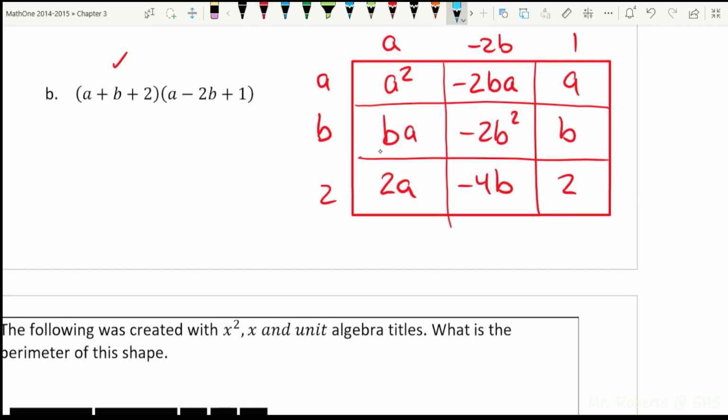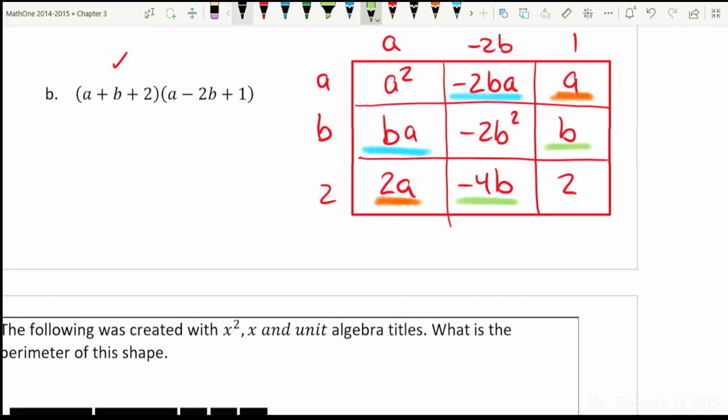So this one right here, these are both BA, and then I've got negative 2BA. So those can be combined with each other. Other things that can be combined, I've got a 2a and an a here, so those should be combined. And the other thing I see that can be combined is that there's a negative 4b and there's a b. So those are like terms.